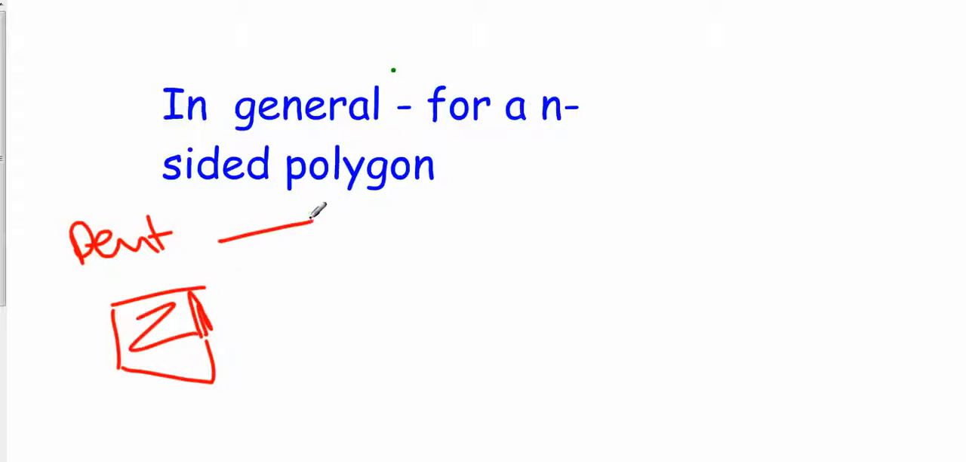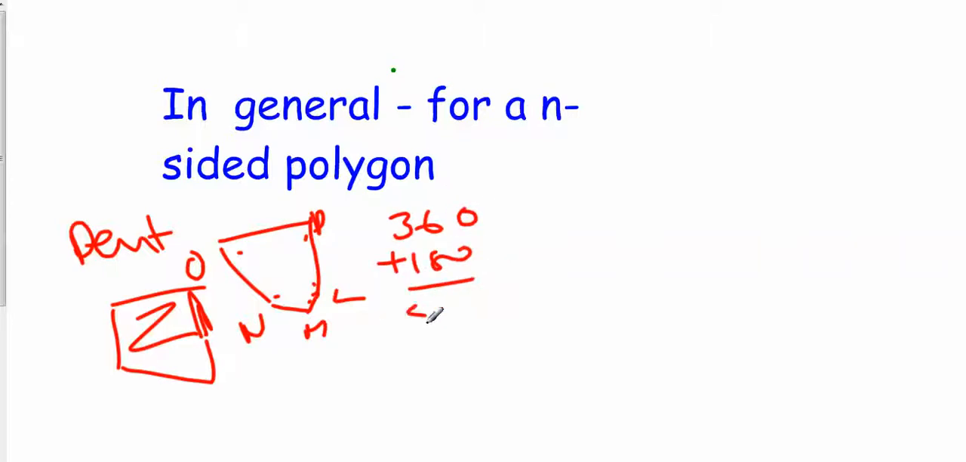What about the next size shape, a pentagon? If you measure the pentagon, and it won't matter as long as it's closed, a 5-sided shape, and I measured L, M, N, O, P, all the interior angles with a protractor and add them together, I would get 360 plus 180. I would actually get 540 degrees.